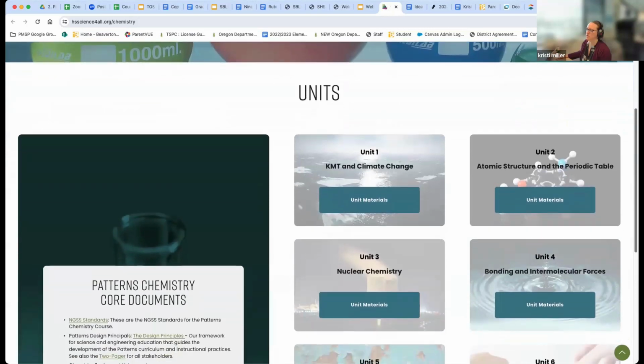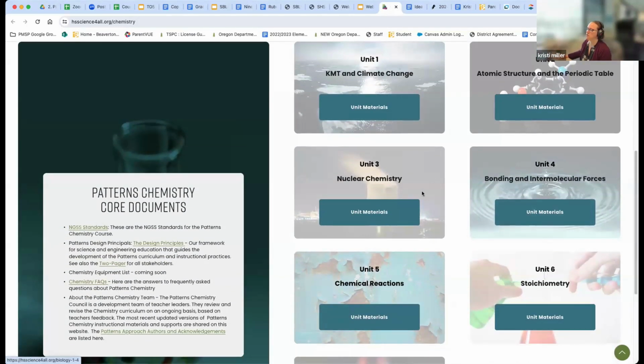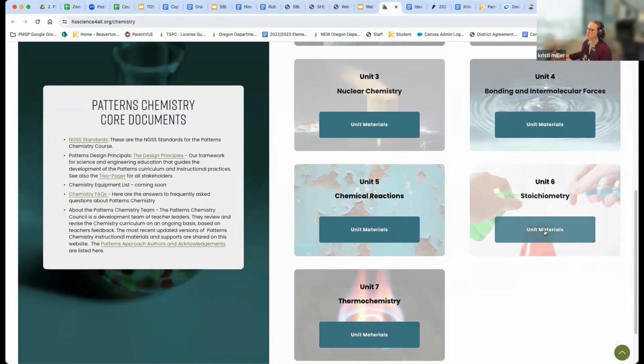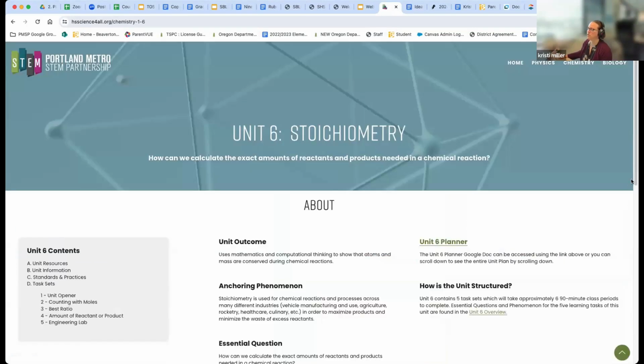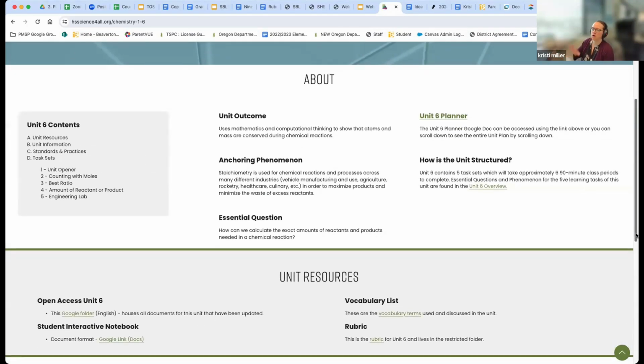And then as we move down, you'll see all the different units are here, right? And then here are some of our, these are the same for all courses. So the NGSS standards, what our design principles are, FAQs, authors and acknowledgement. These are the kind of things that cross all the courses. But for example, if we scroll down here and we look at Unit 6, Stoichiometry, and we click on Unit Materials, notice now that there's a lot more on the page itself, as opposed to just going straight to the unit planner, for example.